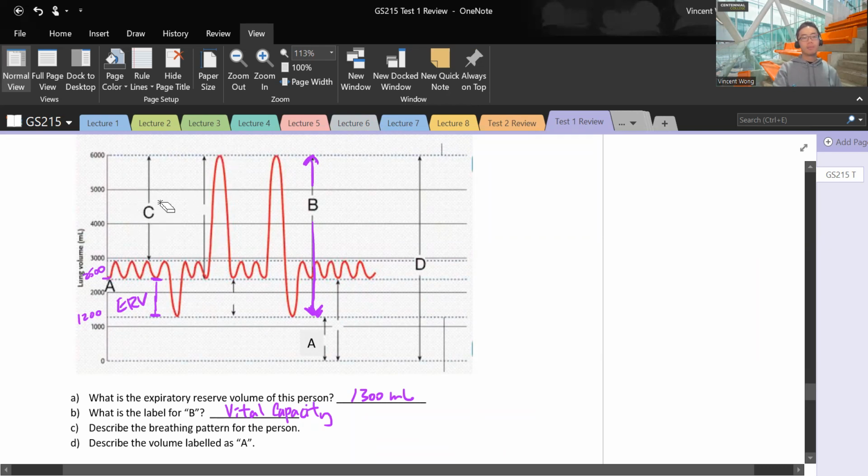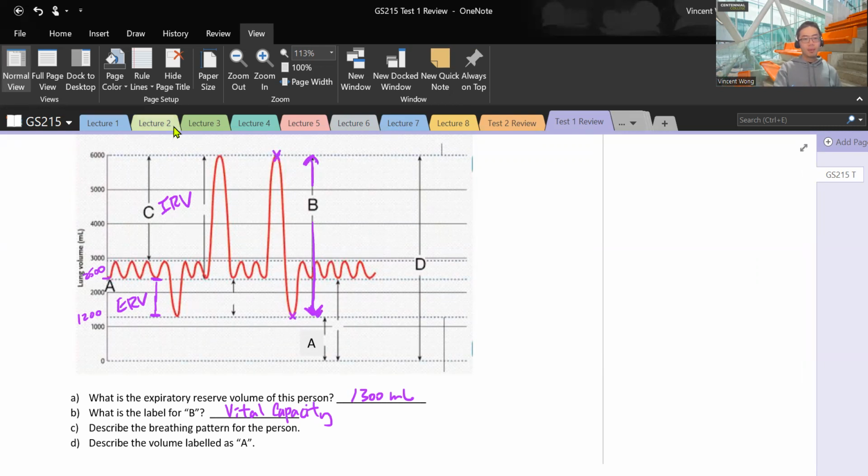That would be the label C, which is IRV, inspiratory reserve volume. Okay? And then you exhale back to normal breathing. Inhale as much as you can, and then from that point, you exhale as much as you can. Right? So the amount of air that you just breathe out from this point to this point represents the vital capacity.